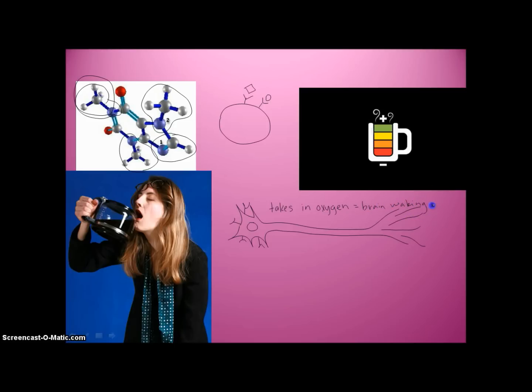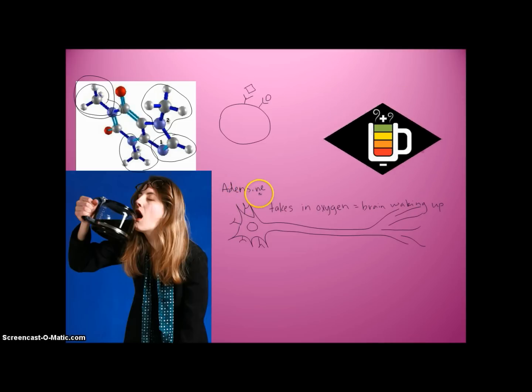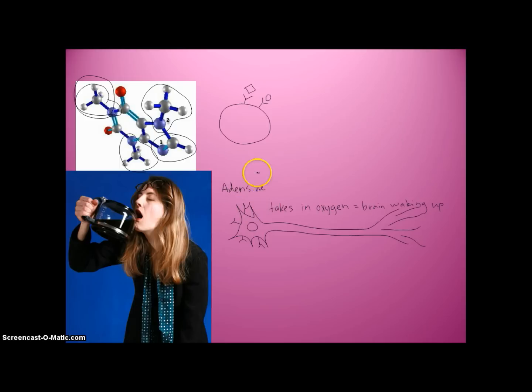And typically, this key is turned on by adenosine, a molecule that is produced when we sleep. That's why after sleeping for 8 hours, you wake up and feel revived, because oxygen is now able to be let into the neuron, which allows it to fire more rapidly, and it feels like you're revived.